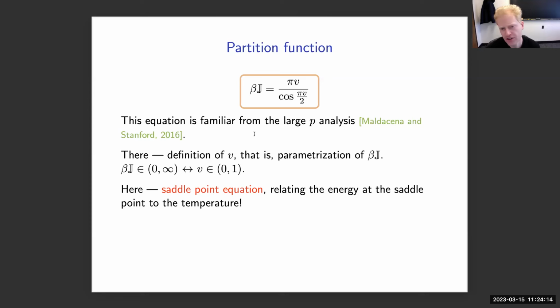But here it's not a definition, it's actually just the saddle point equation. So it's really an equation relating the temperature to the dominant energy. In the saddle point, we have some dominant energy, and this is exactly v. So v was related to theta, which parameterized the energy. That's the interpretation of this equation in our case. It's just the saddle point equation.